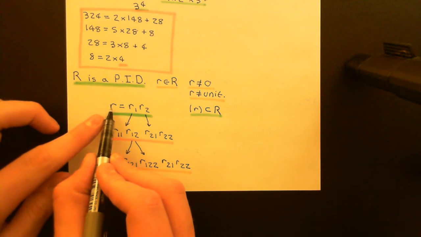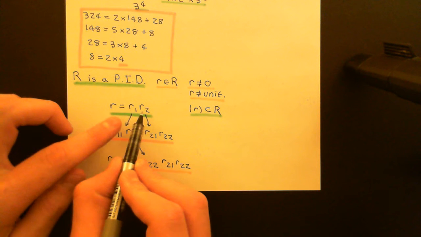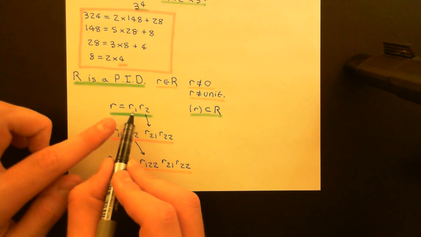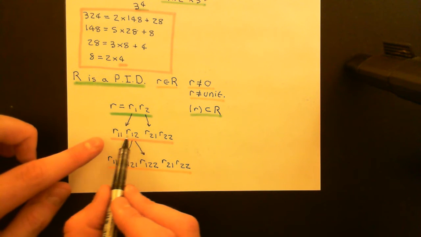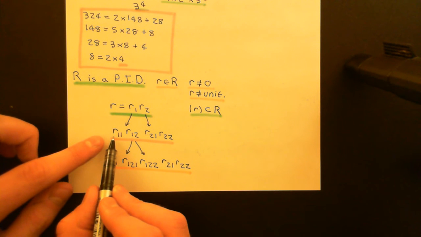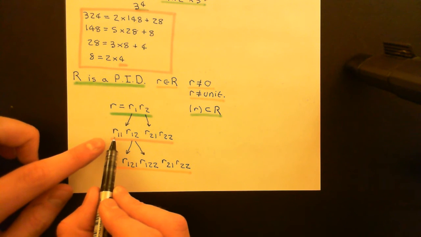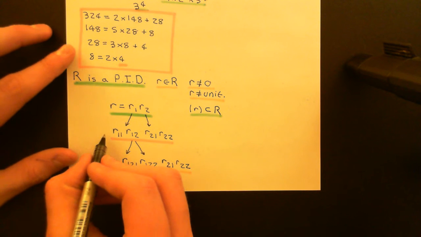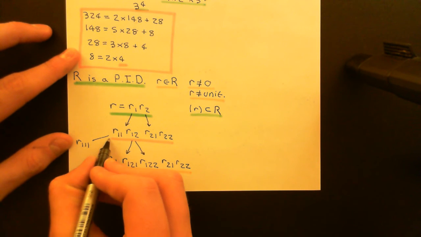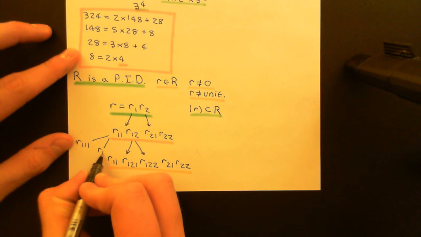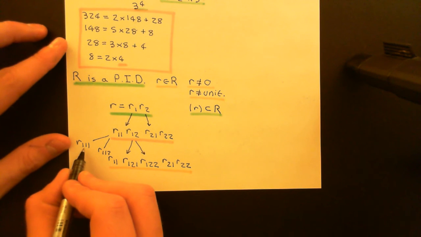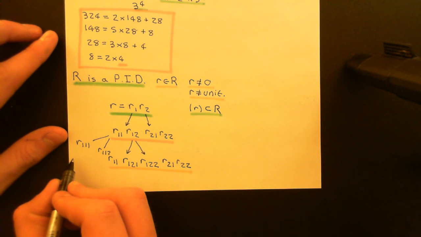So let's suppose I split R into R1 times R2. Then let's suppose R1 is reducible. So we split it into R11 times R12. And let's now say that again R11 is reducible. So we can then split it down into R111 times R112, and then let's say again R111 is reducible, so we can split it down further.